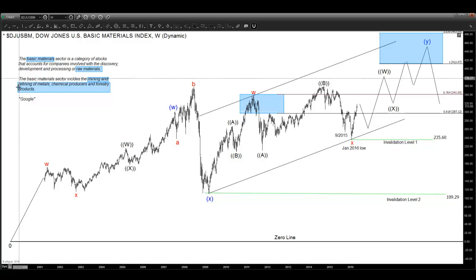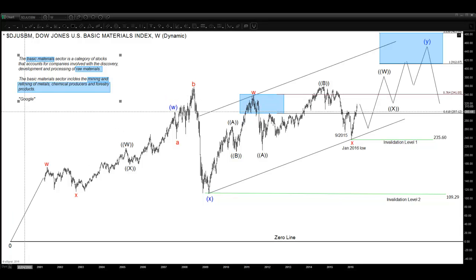According to Google, the basic materials sector is a category of stocks that accounts for companies involved with the discovery, development, and processing of raw materials. Then it goes on to say that the basic materials sector includes the mining and refining of metals, chemical producers, and forestry products.